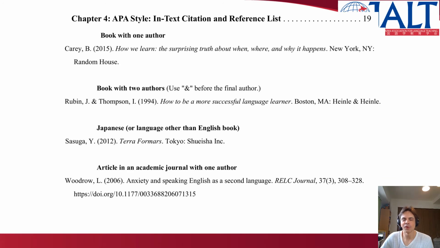Okay, and of course there are details of exactly how to cite different types of sources. On screen you can see things like books with one author, books with two authors, a Japanese language source, academic journals, and so on.